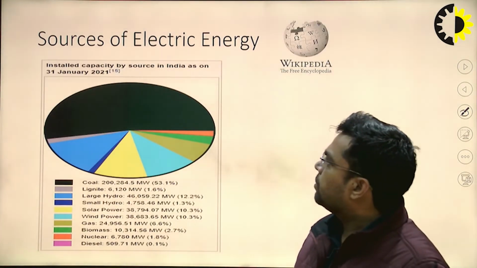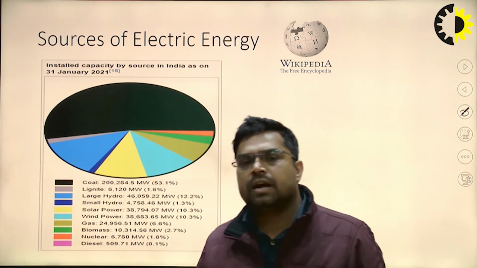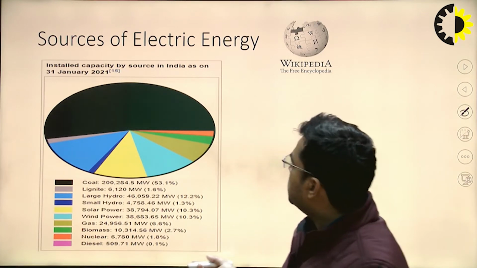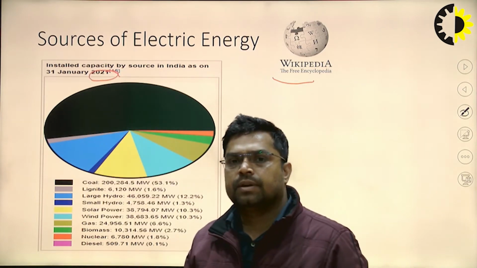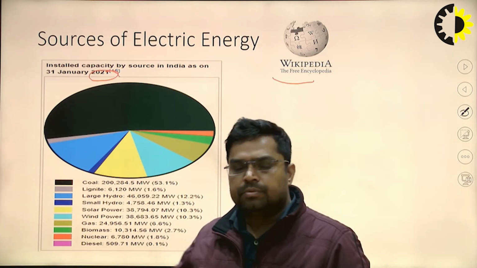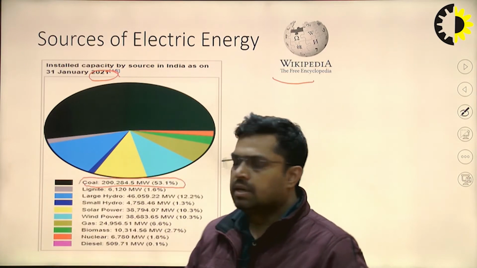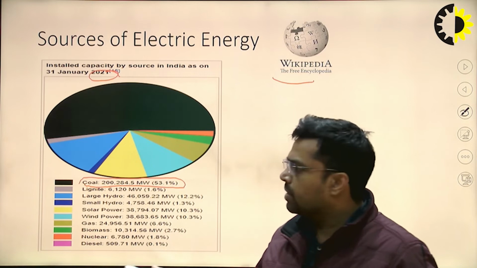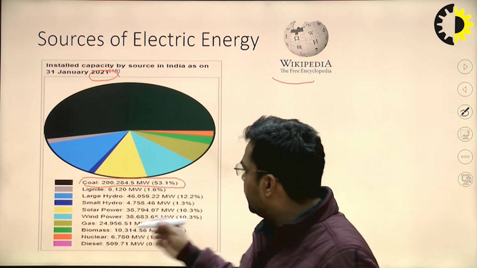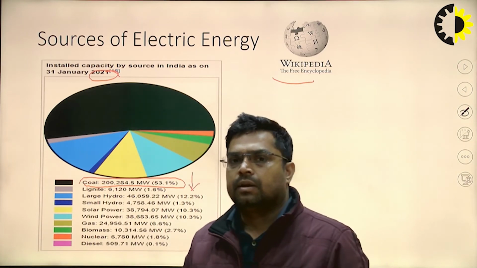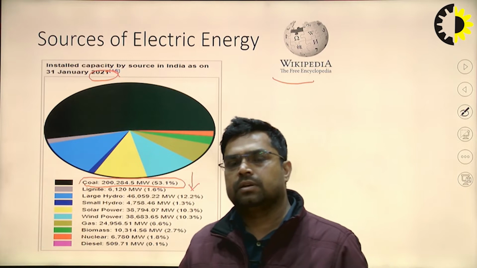If we talk about their installed capacity, as we know, the installed capacity changes yearly. This is the data according to Wikipedia, as of 31st January 2021. What are their contributions, what are their percentages? You can see the coal percentage is around 53.1%. If you compare with the previous data, the coal percentage is depleting or reducing day by day, and renewable energy source contributions are increasing day by day.